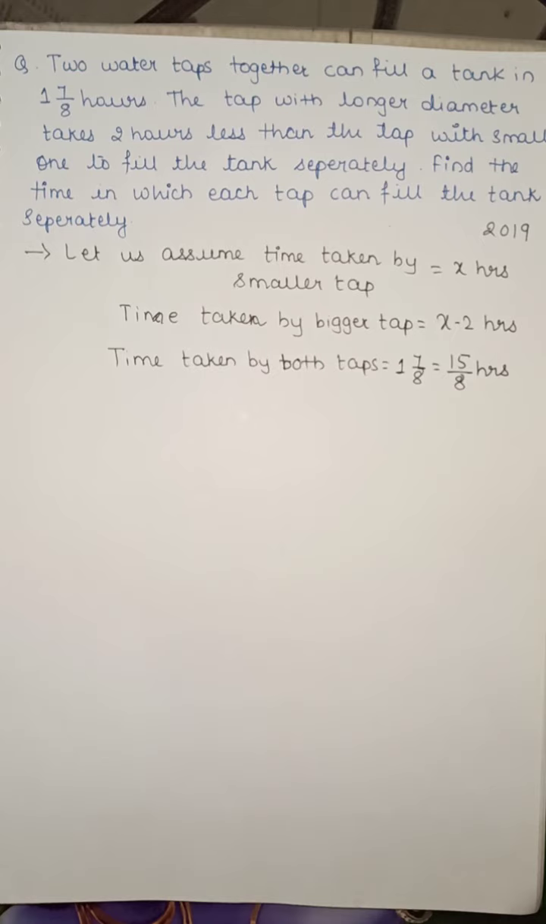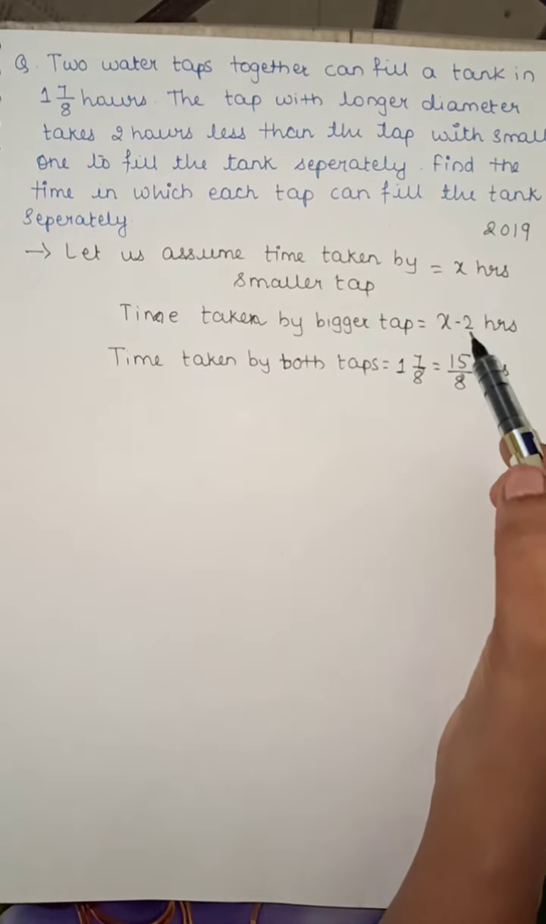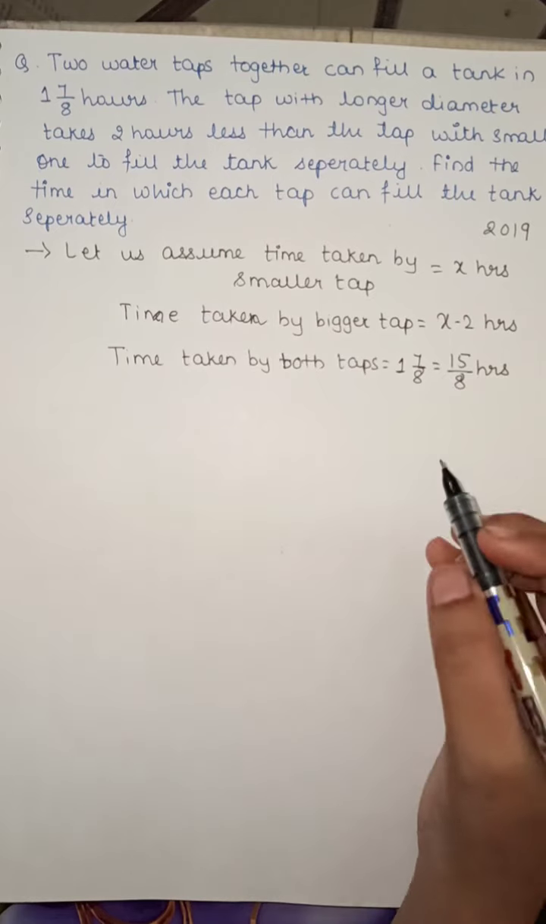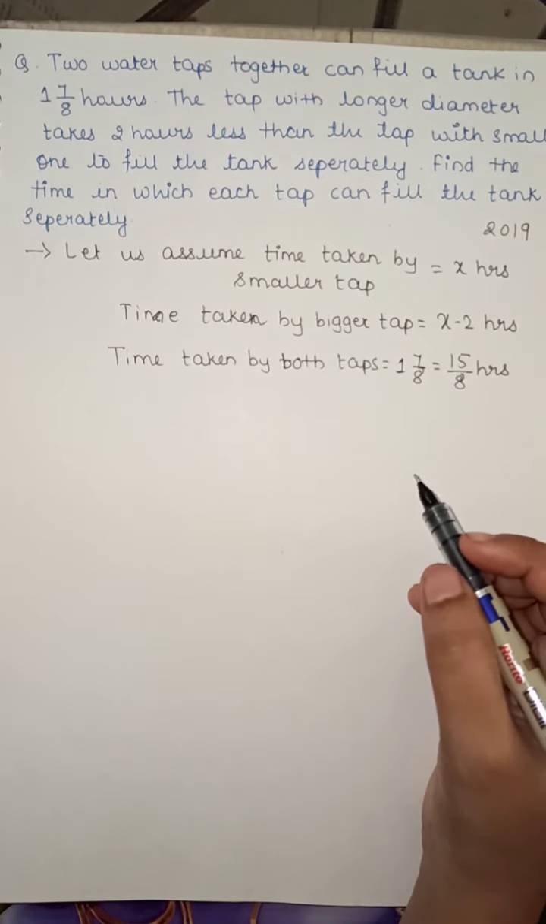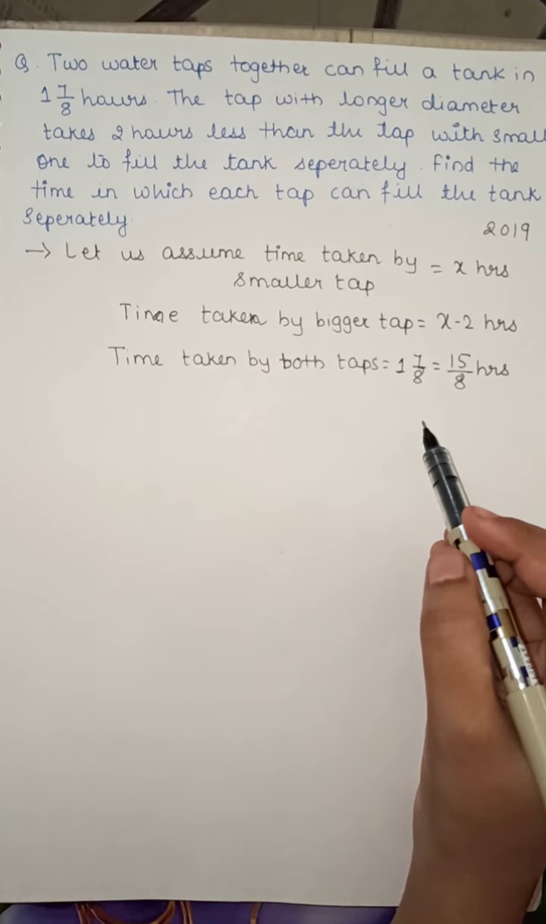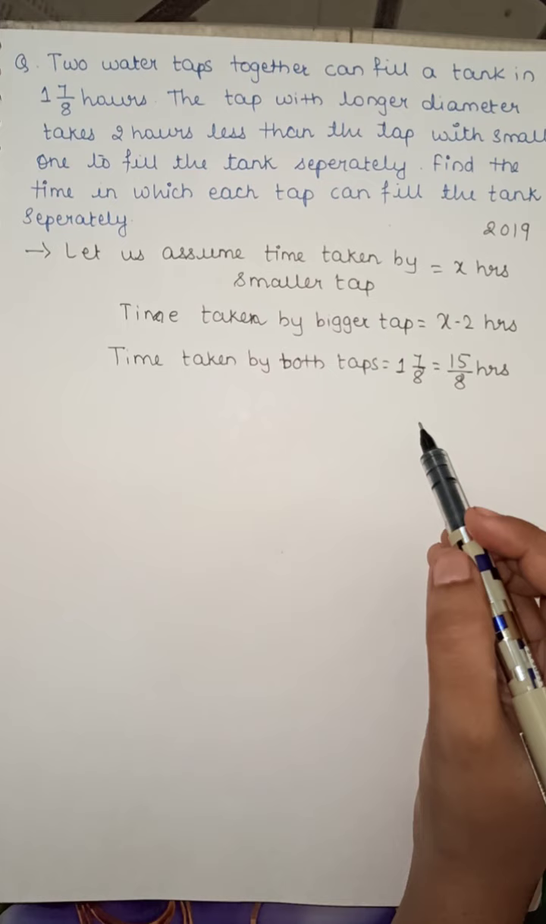Okay, so now how will we frame the equation? We cannot directly write x plus x minus 2 is 15 by 8. No, we can't write that here. In such types of questions you have to make use of a concept which says whatever is the time taken to fill the tank, what part is covered in 1 hour.